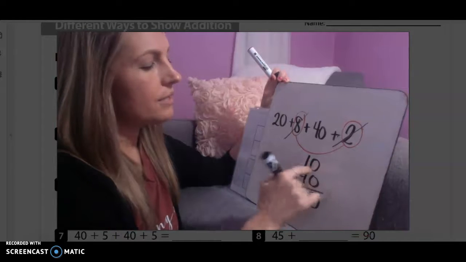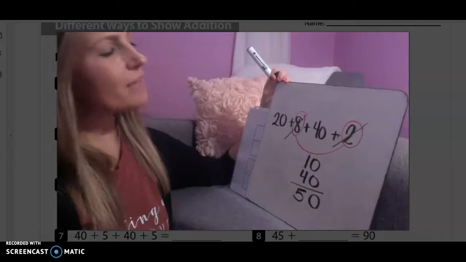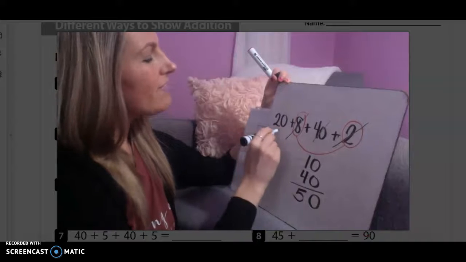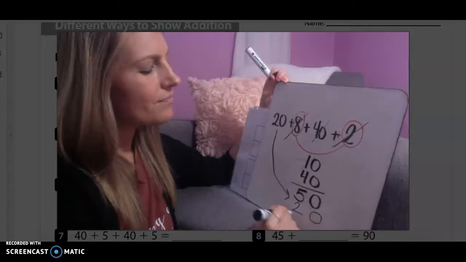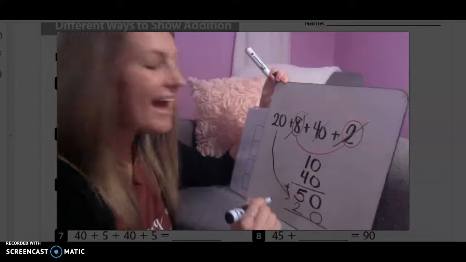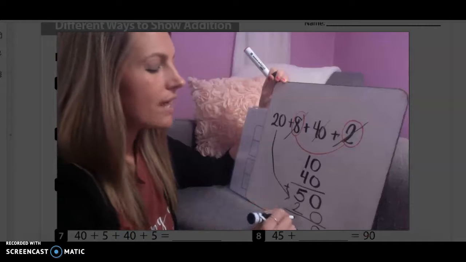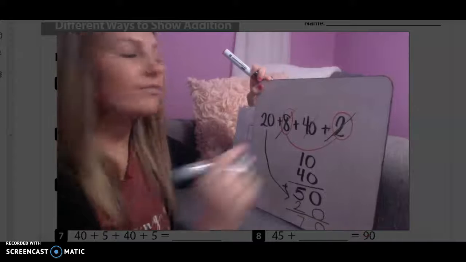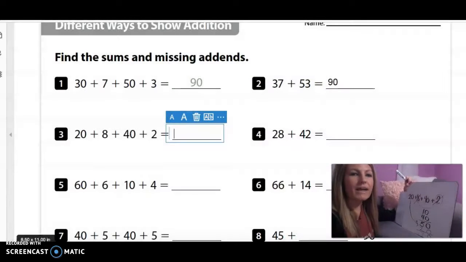Well, 0 plus 0 in the ones is 0. 4 plus 1 is 5. So now I'm up to 50. I can get rid of this 40. I just used it. The only number we have left is this 20 up here. So I'm going to add it down here to the 50 that we already have. When I add my ones together, I get 0. When I add my tens together, I get 7. So the answer to our problem, this very long addition problem, is 70. Let's go back to our worksheet and type that in for number 3.